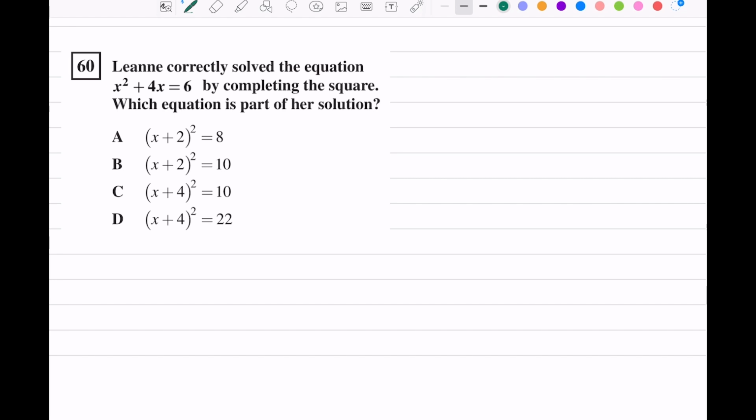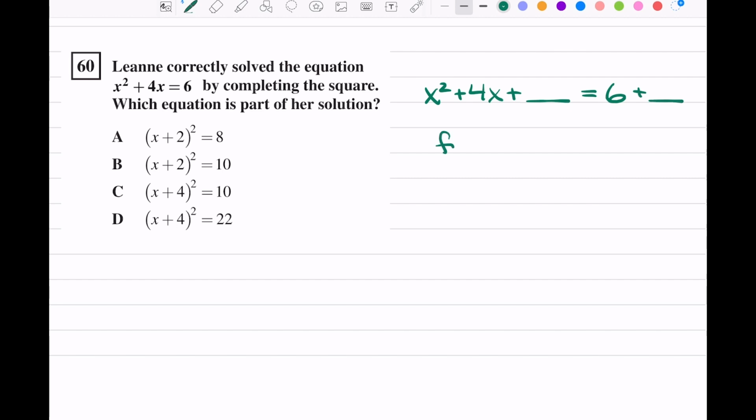Leanne correctly solved the equation x squared plus 4x equals 6 by completing the square. Which equation is part of her solution? Okay, let's complete the square on that equation and see if we can get one of these options. So we have x squared plus 4x, and we're going to add some final term to complete the square, and we'll add it to both sides of this equation.